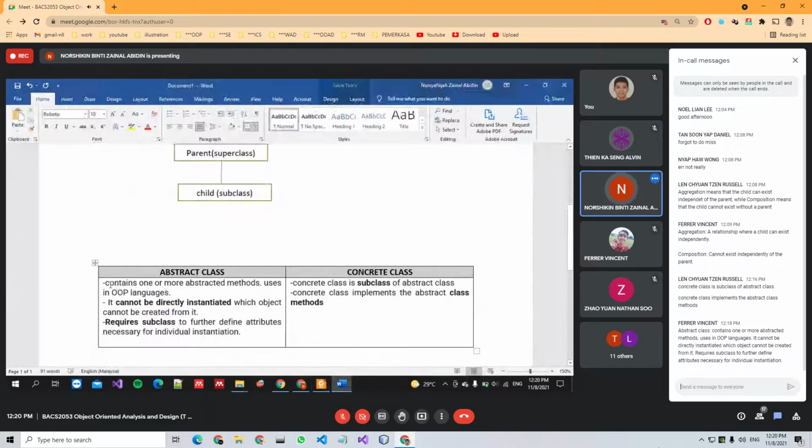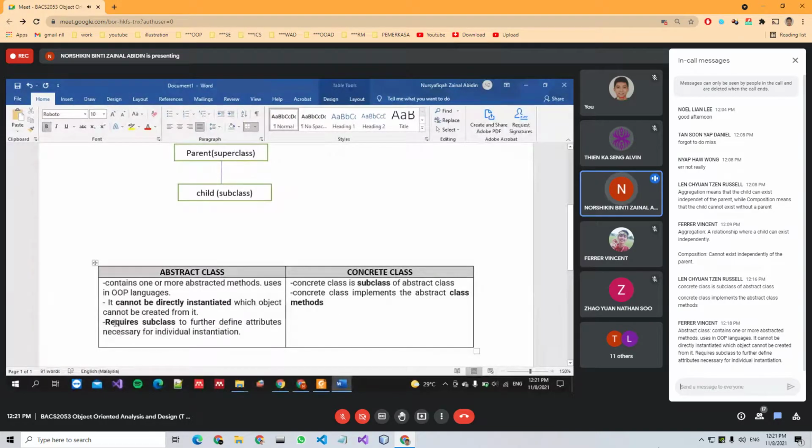An abstract class contains one or more abstract methods used in OOAD language. I think the answer from our friend is a Google answer, if I'm not mistaken. By the way, it cannot be directly instantiated, which means an object cannot be created from it. And in an abstract class, the keyword is require subclass to further define attributes necessary for individual instantiation.